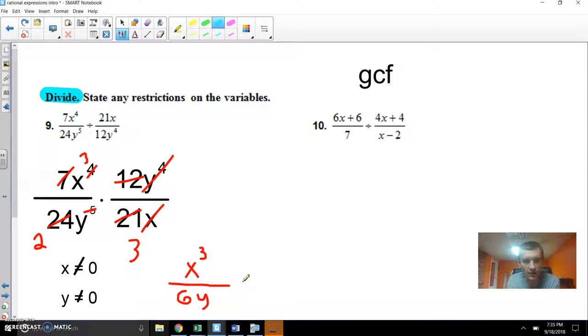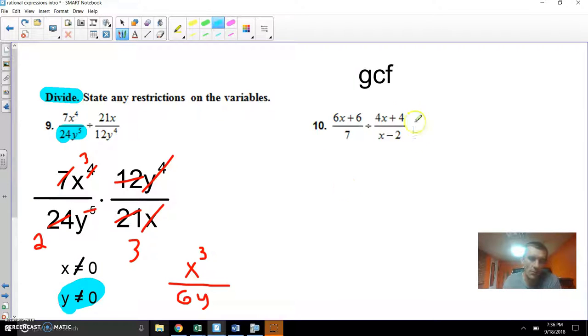I've taken a moment to talk about restrictions. Restrictions means you can't divide by 0. So in this problem right here, there's a variable in the denominator, y. Well, if y was 0, 24 times 0 to the 5th would be 0, and you can't divide by 0. So that's a restriction on the domain. Same thing with x. If x was 0, it would cause the whole fraction to become 0. You'd be dividing by 0. So that is also a restriction.